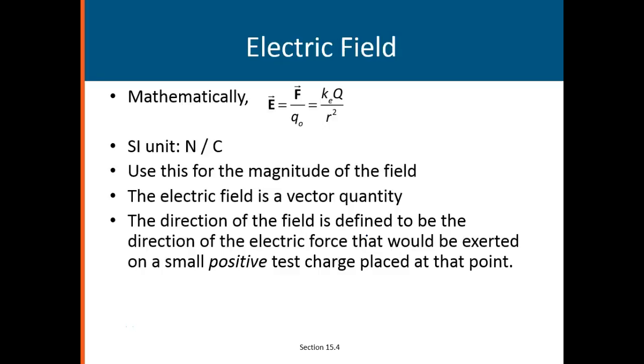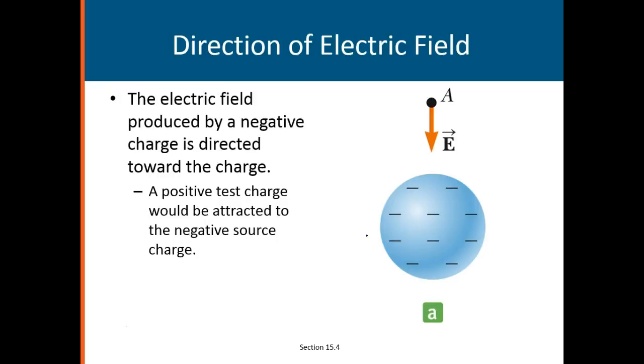The electric field is a vector quantity, okay, just like a force is a vector quantity. Direction of the field is defined to be the direction of the electric force that would be exerted on that small particle, positive test charge, placed at that point. So whatever that direction would be, there it would be. Wherever that would be, away from that capital Q, because that capital Q is a positive charge. Does that make sense? So forces in newtons, fields in newtons per coulomb, because it's force divided by coulomb.